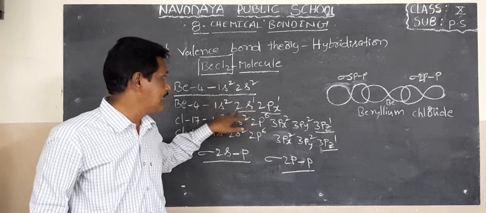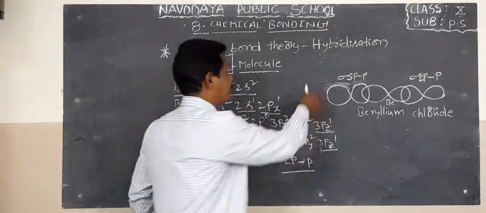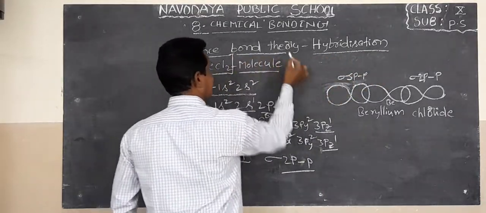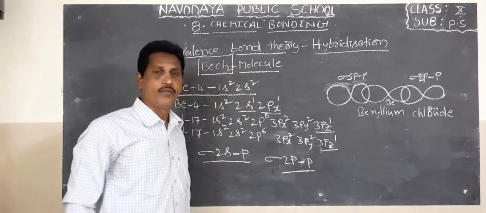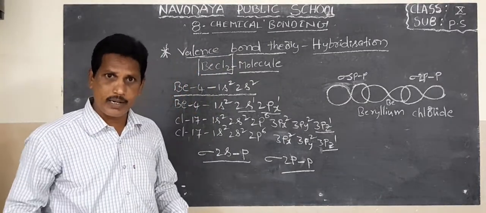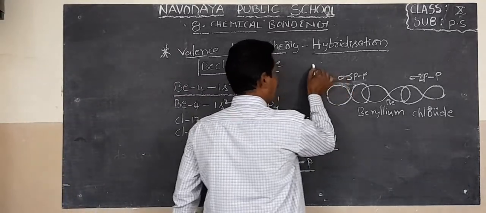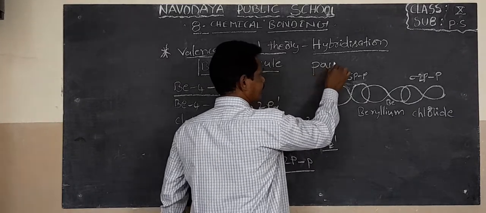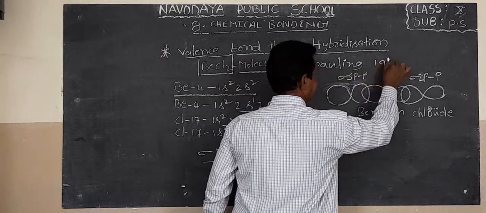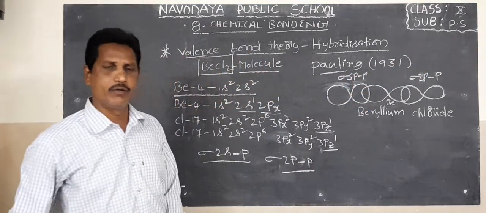This is called hybridization of atomic orbitals. This is valence bond theory. The hybridization of atomic orbitals was introduced by Pauling in 1931.